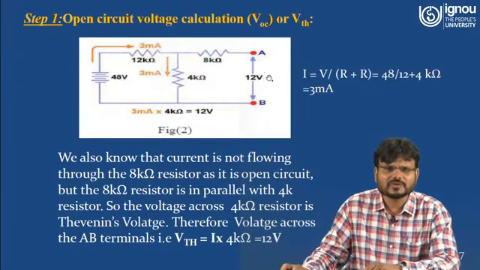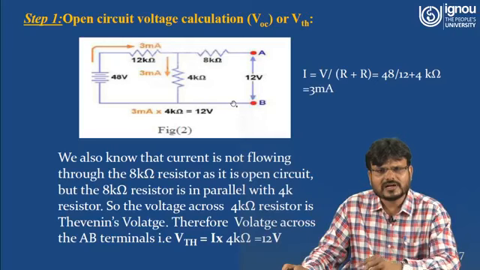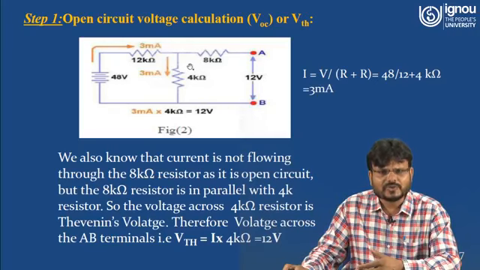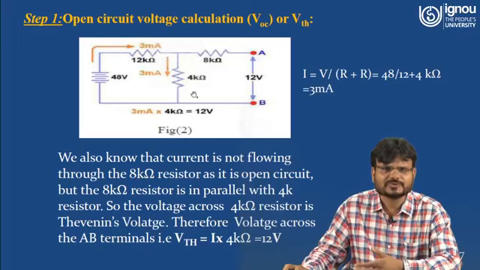Here you can see how to calculate the Thevenin voltage across A and B. Because there is no current flowing through this 8 kilo ohm resistance, since it is an open circuit, the potential at this point is equal to the voltage at this point. So whatever the voltage across the 4 kilo ohm is equal to the voltage across A and B. That means if you are interested in calculating the voltage across the 4 kilo ohm, you must know the value of the current flowing through this 4 kilo ohm.